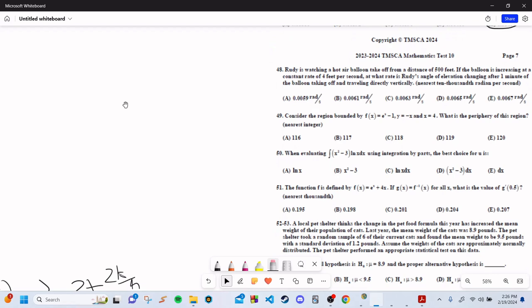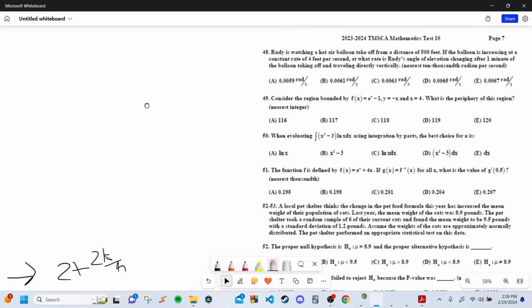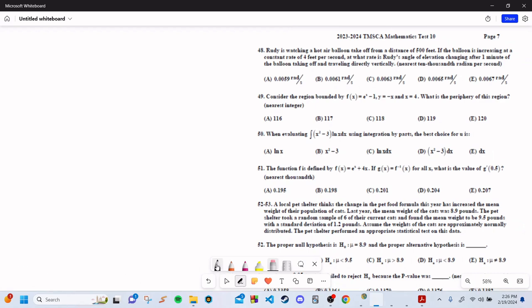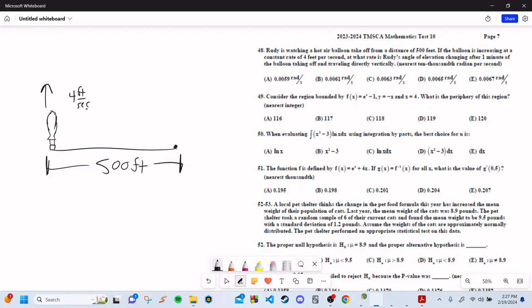All right, so moving on to question 48. Rudy is watching a hot air balloon take off. So let's say Rudy's here. He's watching this hot air balloon take off. So he's 500 feet away. And the balloon is increasing at a constant rate of 4 feet per second.